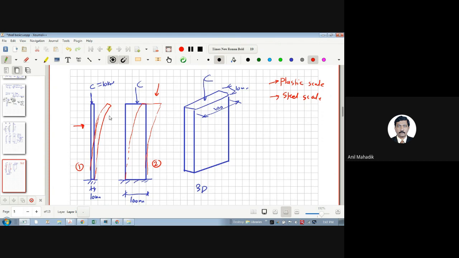How will it buckle? The second one. Are you sure? Yes, sir. Will it buckle like this first or like this? Take this as the scale, and you are applying a compressive force like this. Just one push. How much will it buckle, sir? Like this? Are you sure?